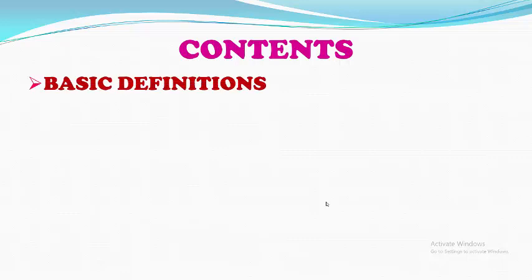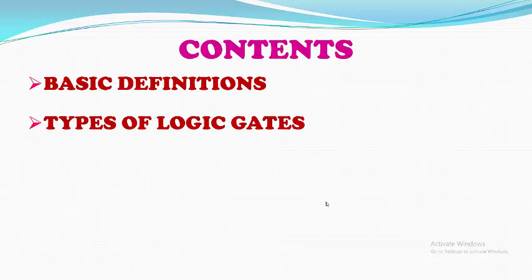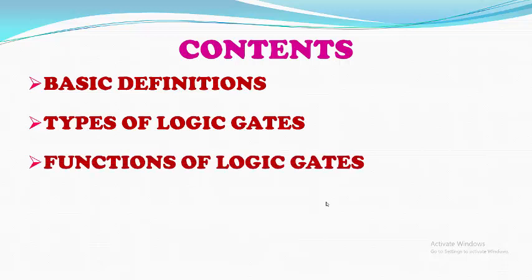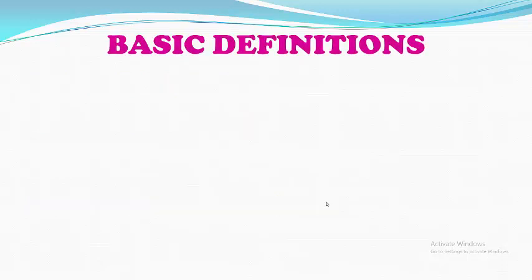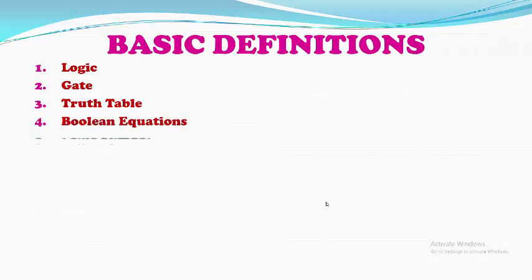In this, I have enlisted the contents of this session, which consist of basic definitions, types of logic gates, functions of logic gates, IC number of all logic gates. Now we will discuss the basic definitions which we have to use for further presentation, and that are logic, second gate, third definition is truth table, fourth is Boolean equation, fifth is logic symbol, sixth is logic diagram.